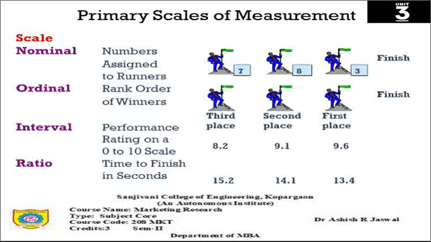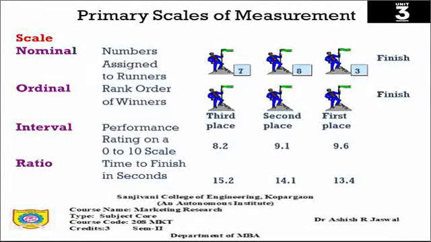Third is interval. Interval is nothing but I have tried to measure performance of the participants on a rating scale of 0 to 10. The person who finished the race first, second and third were measured or rated by the audience or the officials on a scale of 0 to 10. That is what is called interval scale.